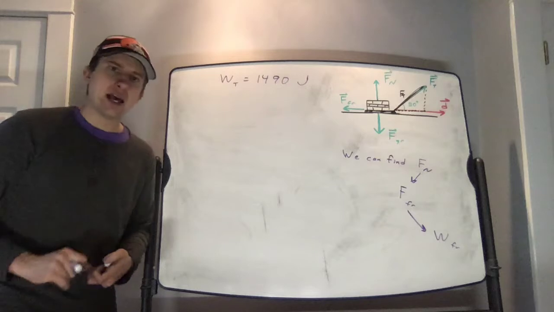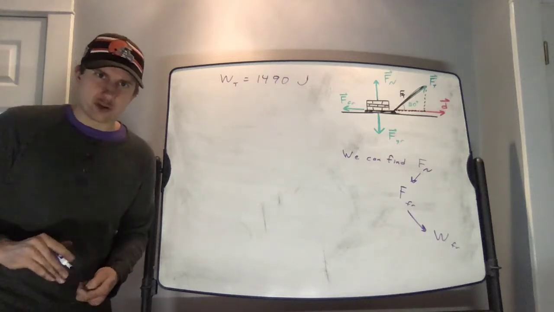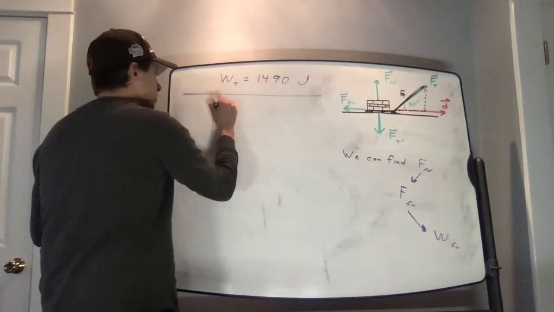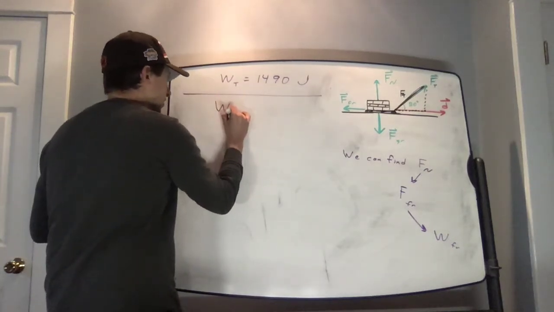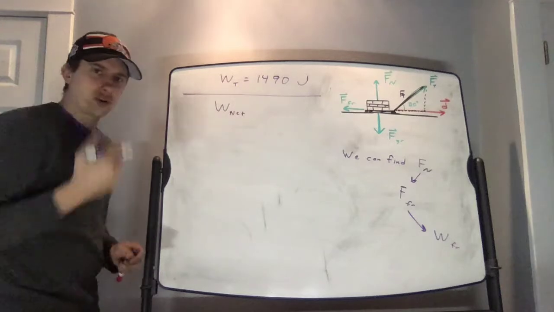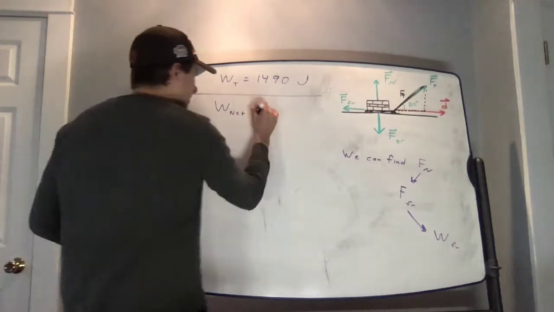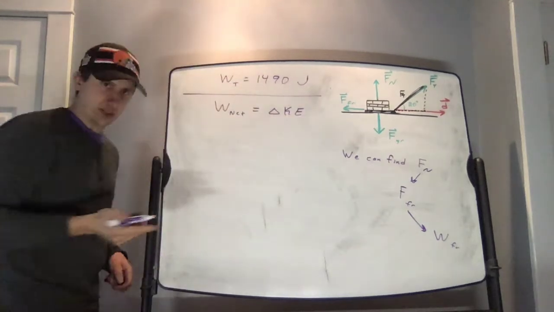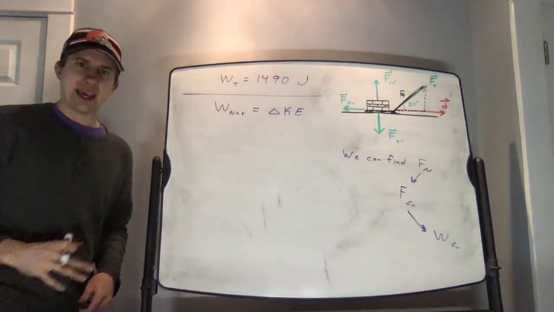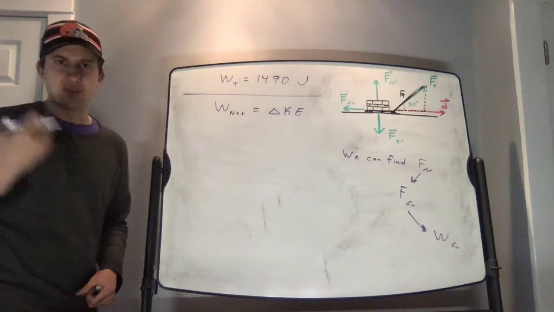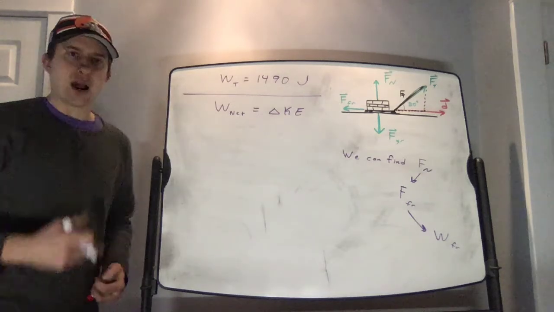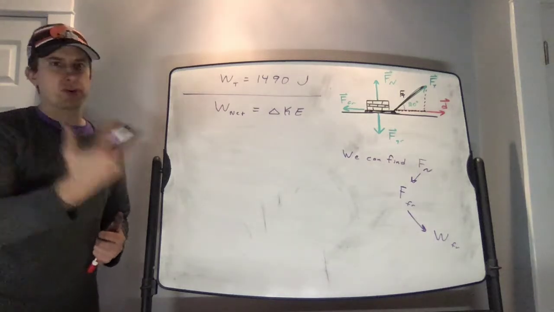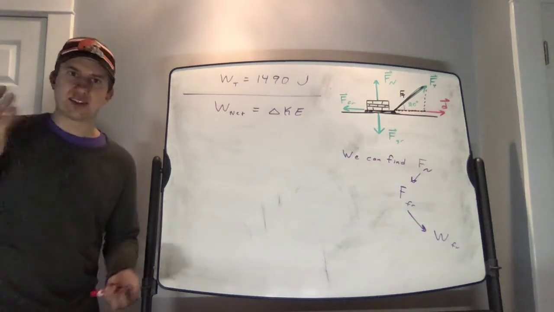So how do we do it? Think of the work-kinetic energy theorem. The work-kinetic energy theorem tells us that the total work done on an object, the net work, the work done by all the forces, has to add up to the change in the kinetic energy of the object. So let's look at the net work done on the sled. In this problem, there are 4 forces acting on the sled, so each force will contribute to the work done on the sled in some manner.